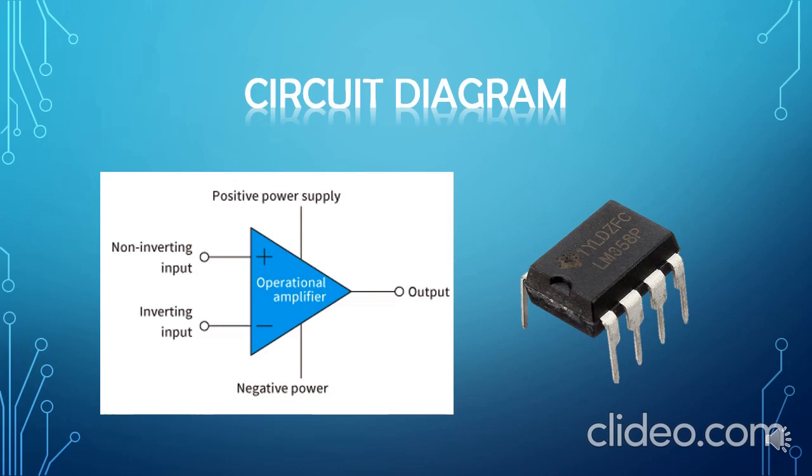This slide shows the diagram of the operational amplifier. Operational amplifiers are also called op-amps for short. These op-amps have several pins and these are of great importance. The op-amps have two input pins, the non-inverting input and the inverting input pin.